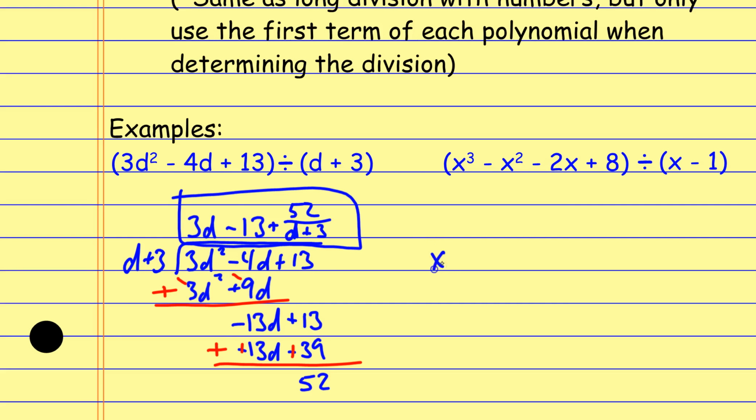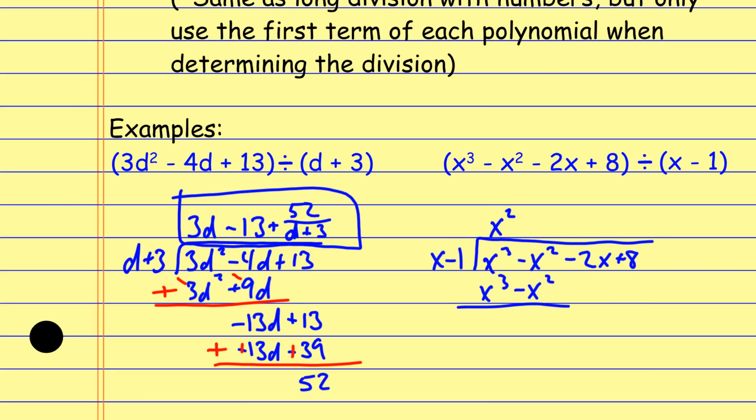Okay. If I look at the next one, I'm going to apply the same thing. So I'm going to start off the same way. X minus 1. I'm dividing that into an x cubed minus x squared minus 2x plus 8. And so now I look at the first terms. I say x goes into x cubed how many times? If I rephrase that, it's x times what will give me an x cubed? And the answer is an x squared.